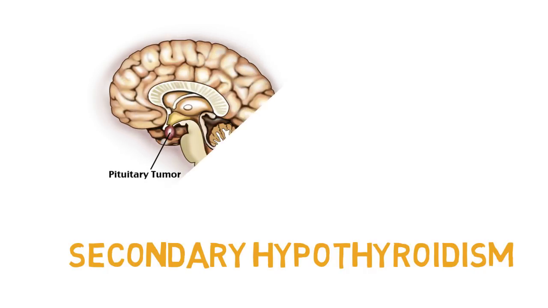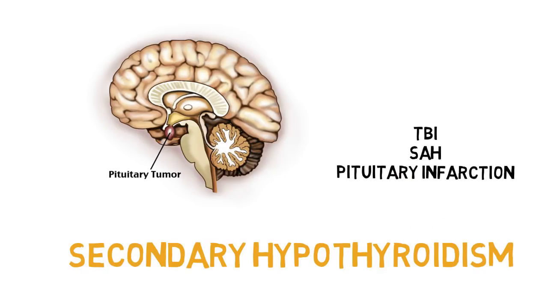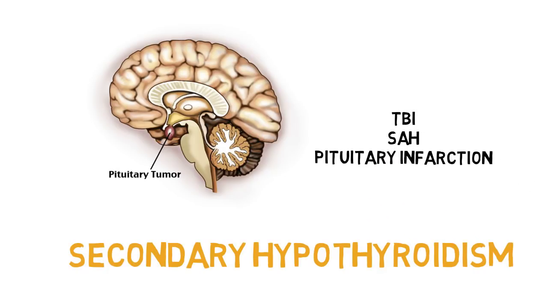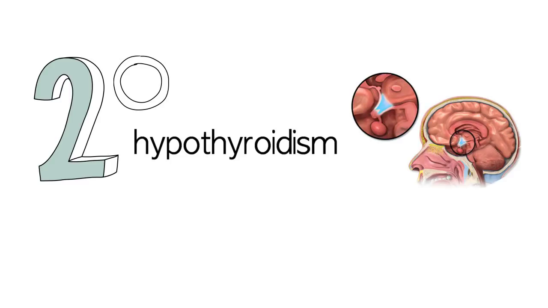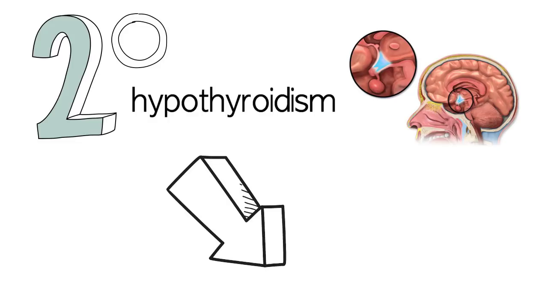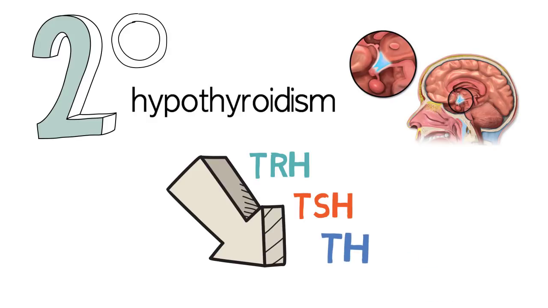Secondary hypothyroidism develops when the pituitary gland fails to synthesize adequate amounts of TSH or lack of TRH. This can be caused by pituitary tumors that compress pituitary cells, traumatic brain injury, subarachnoid hemorrhage, or pituitary infarction. Secondary hypothyroidism can also happen with dysfunction of the hypothalamus, leading to low levels of TRH, TSH, and TH.